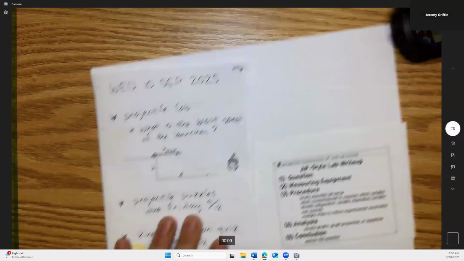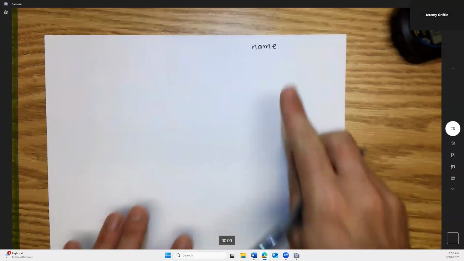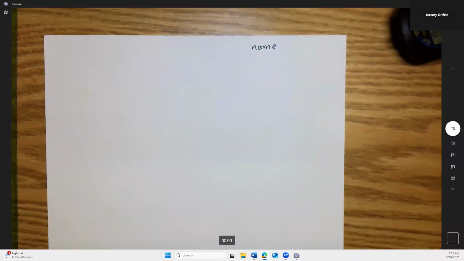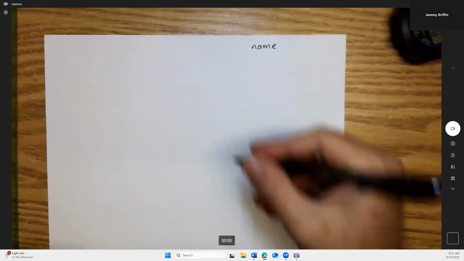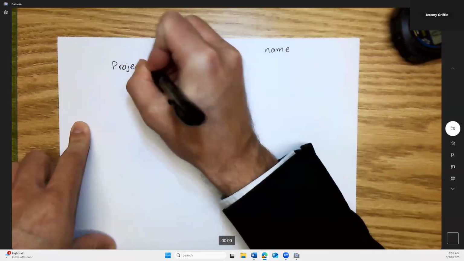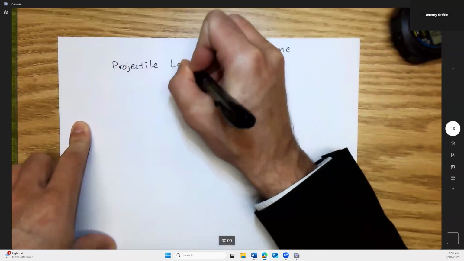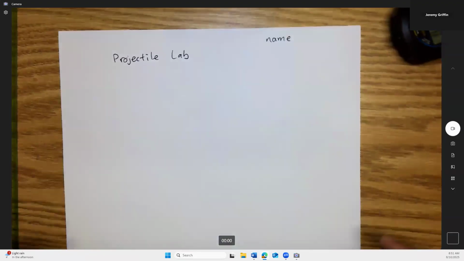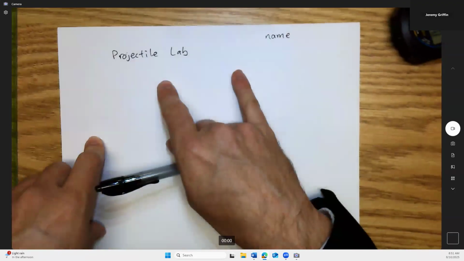Alright, so on this paper, everybody write your name. Let's call this the Projectile Lab. That way you know what's going on when you're digging through your papers in December, getting ready for the midterm. You pull this out and say, oh yeah, that's right, this was a projectile lab.